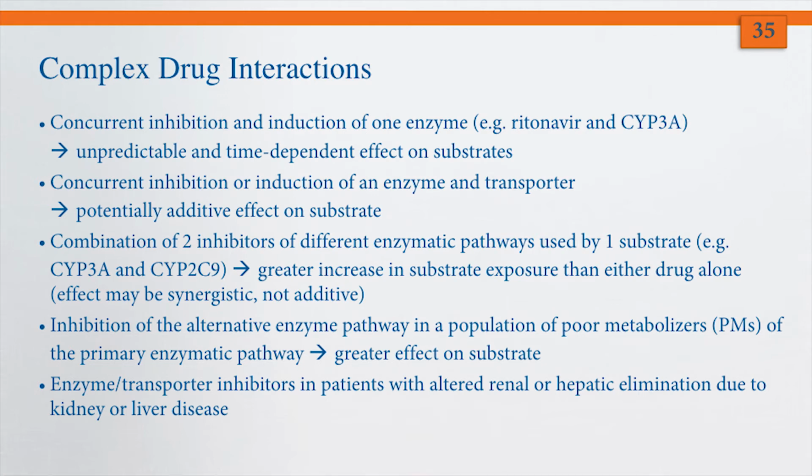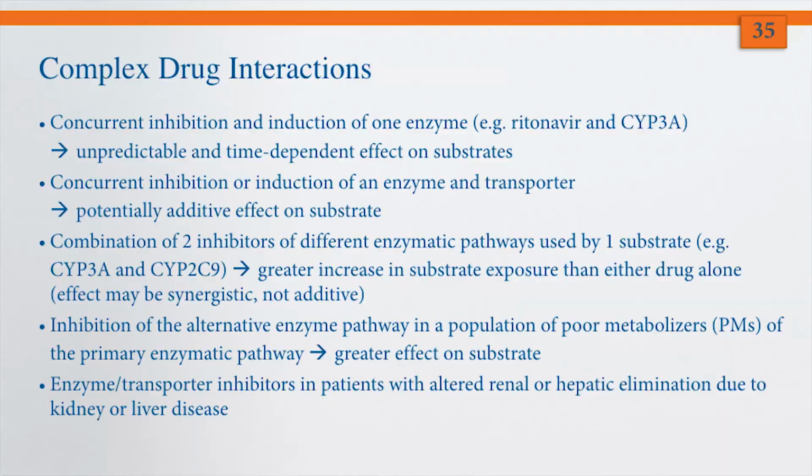Also, we can have concurrent inhibition or induction of a particular enzyme and transporter at the same time, and that's what we talked about a little bit already with respect to the complex interplay between transporter and enzyme. You can have a combination of inhibitors with different enzymatic paths used by one substrate. So in other words, if we're inhibiting CYP3A for voriconazole, we may not see much of an impact. We talked about the other routes it uses. If we add a second drug that inhibits now 2C9 or 2C19, we might just get to see a more gradual increase in voriconazole exposure. So we have to think about all of the drugs that a particular patient is taking.